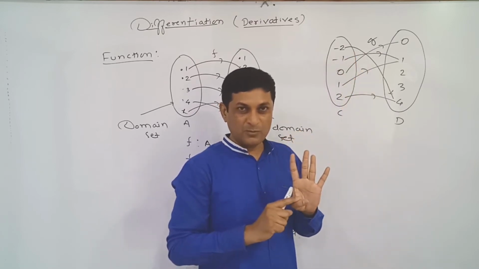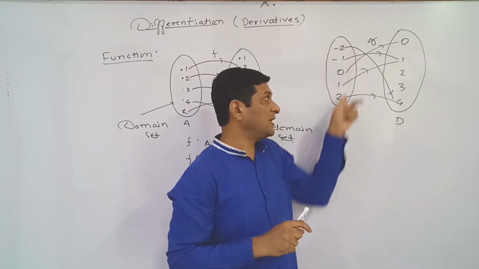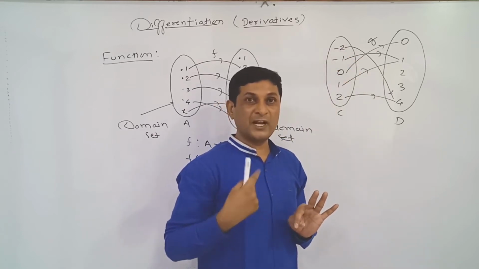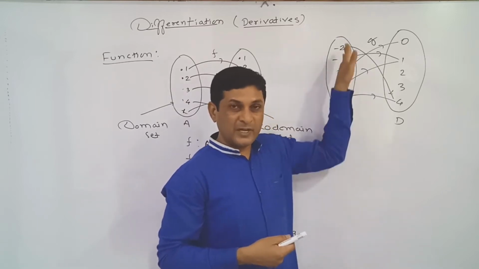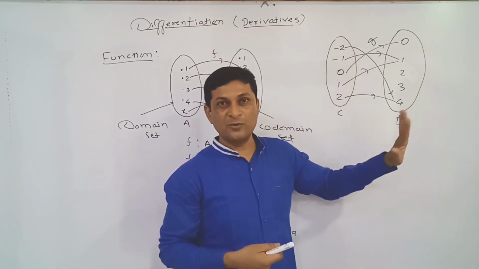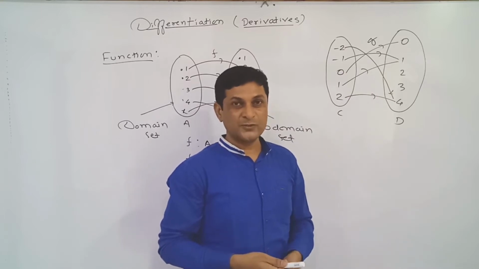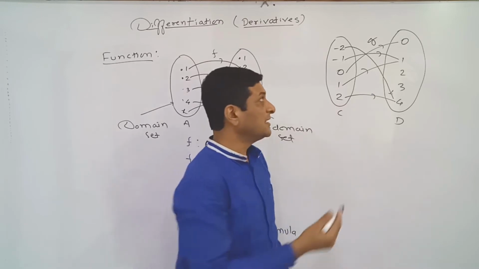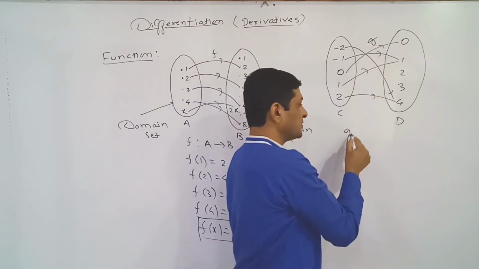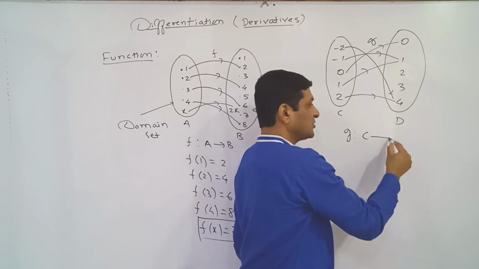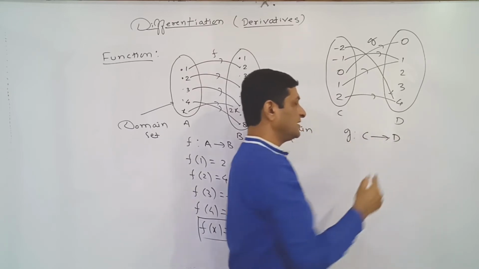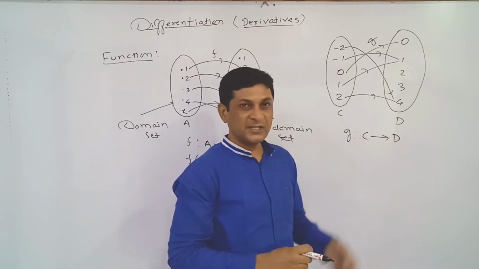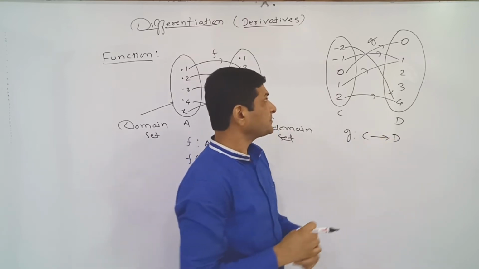First condition, every element of the domain set should be related. Yes, here every element is related. Second condition, every element should be related with one and only one element. So yes, every element of the domain set is related with one and only one element of the codomain set. So here we can say that there is a function from set C to set D, and the function we have denoted by G. Symbolically, G is a function from set C to set D. So C is called the domain set and D is called the codomain set.